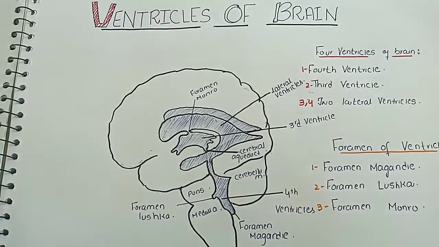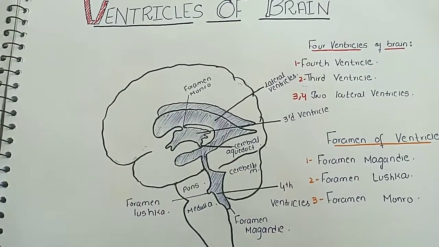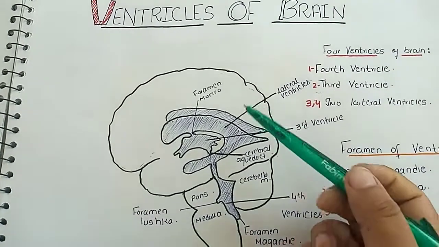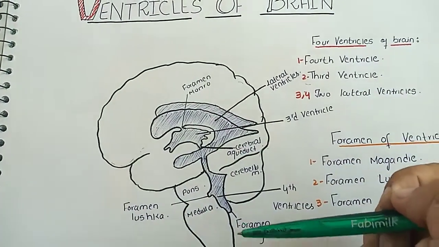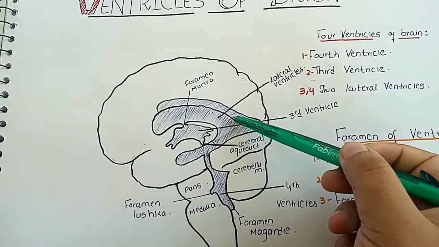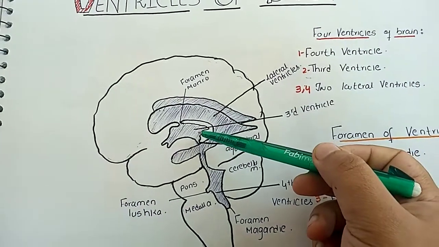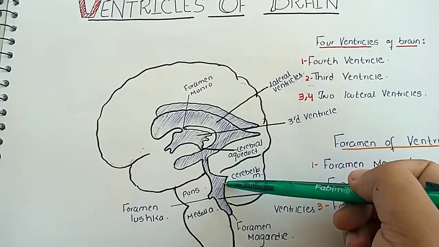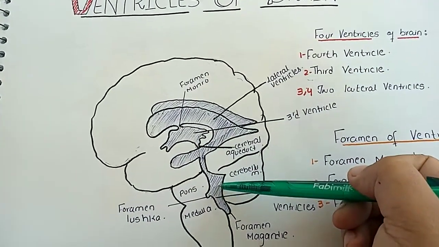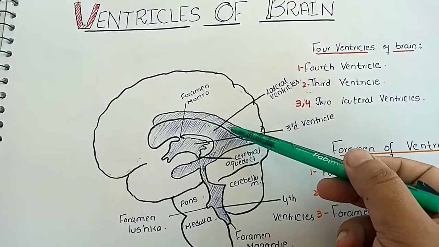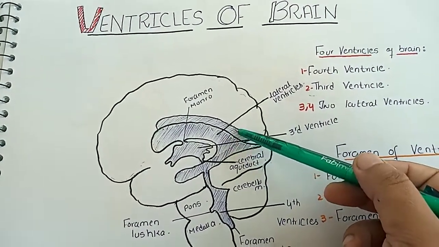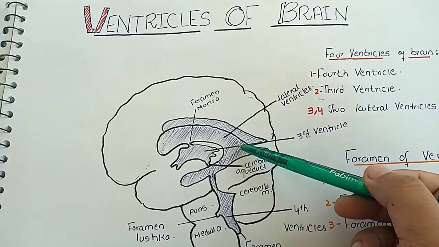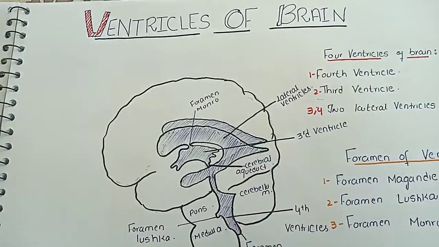So today our topic is the ventricular system of the brain. This is the whole map which explains how the ventricles are located within our brain. I have explained the third ventricle and the fourth ventricle in my previous videos. Now I will explain in detail the two lateral ventricles of the brain.